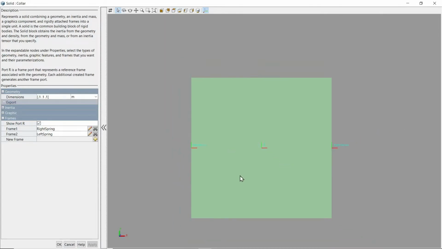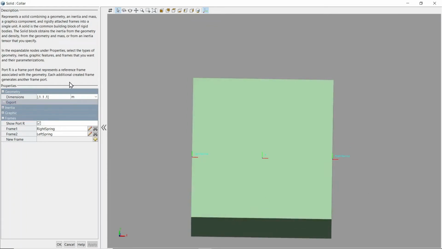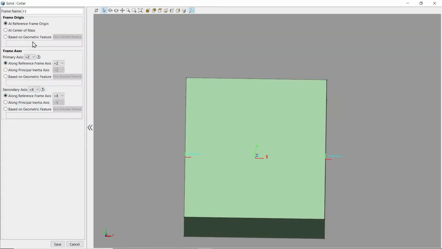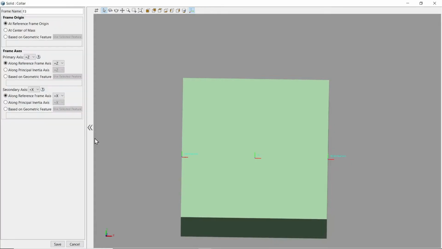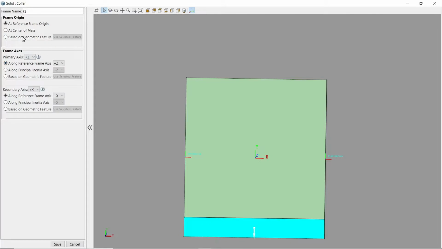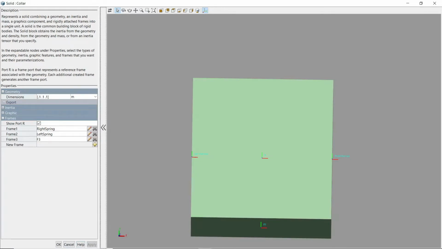So again, a top view will help us visualize it. It's going to be sliding in this X direction, so we need it here on this face. Bottom. Save. Okay, I'll call this bottom. I hit OK.